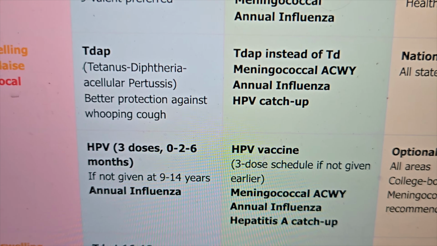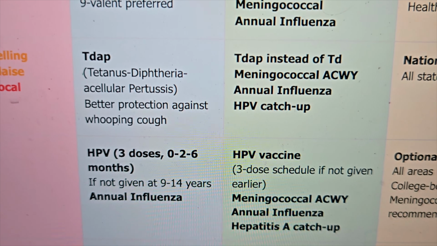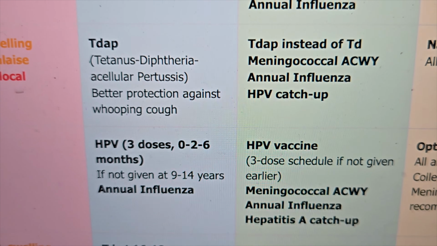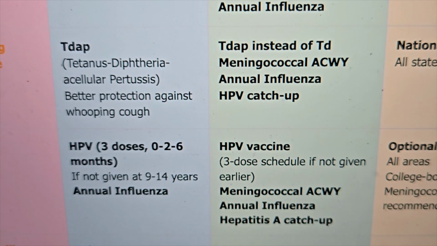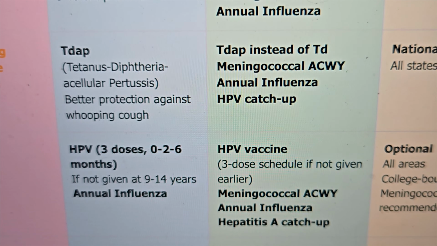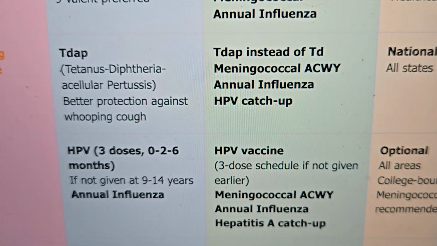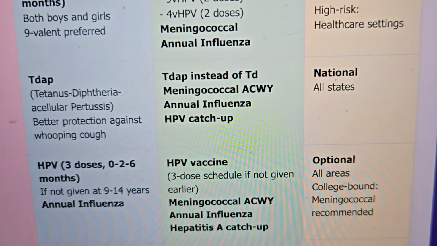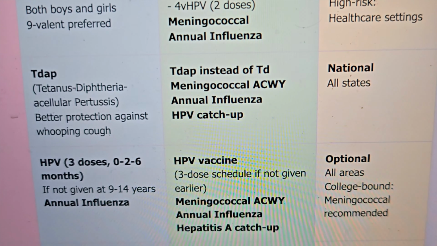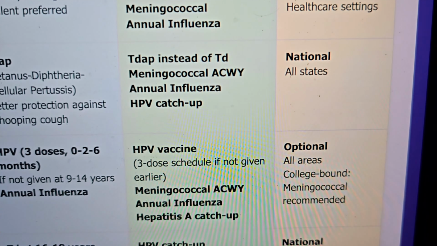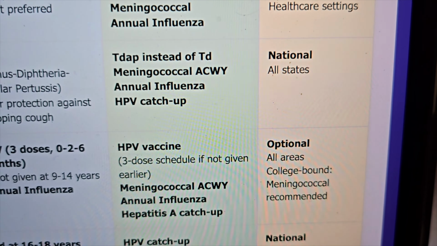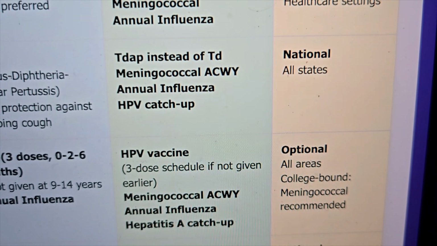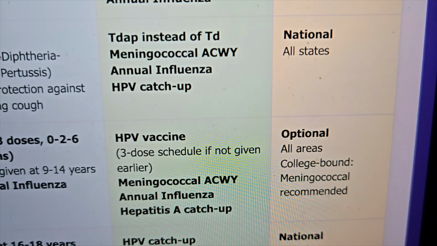Human papillomavirus, if not given at 9 to 14 years, can also be given at 16 years. Annual influenza vaccine can be given, an optional vaccine. So HPV, meningococcal vaccine, annual influenza vaccine, hepatitis A catch-up vaccine, these are all optional vaccines. HPV vaccine is recommended in all areas, but meningococcal vaccine is based on requirement. These days, all boys and girls are required to take the HPV vaccine by some of the colleges. So that's why, college bound.